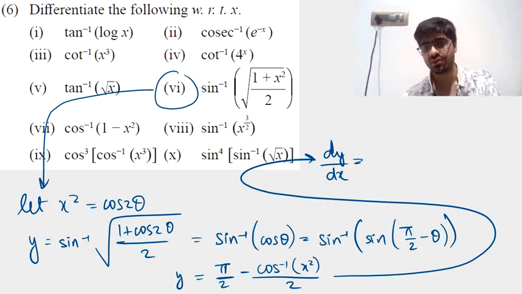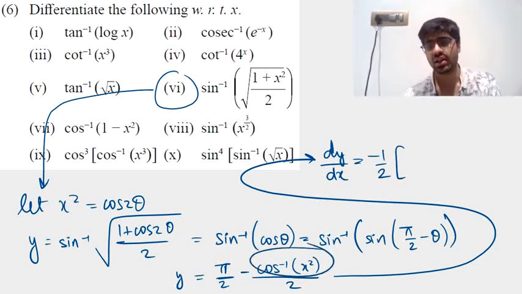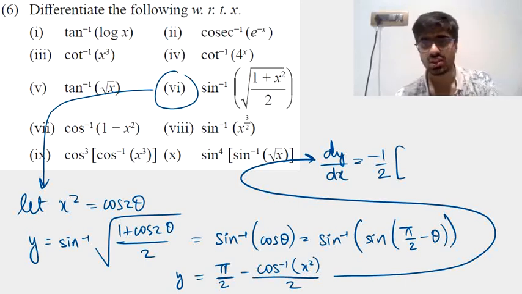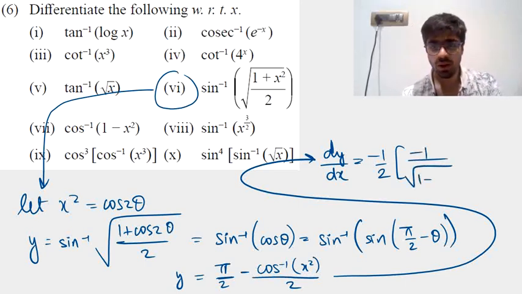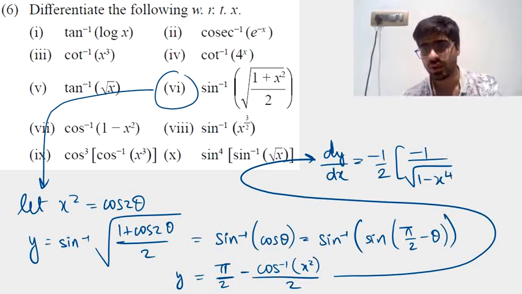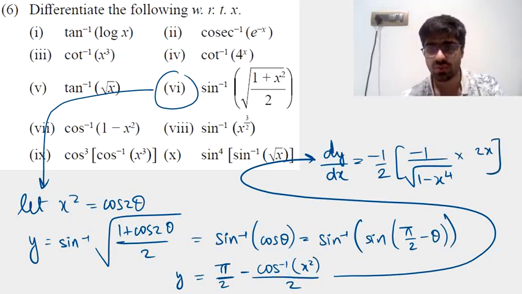Pi by 2, the derivative will be 0. Then you have a minus half coming out, and the derivative of cos inverse of x square, that is minus 1 upon root over 1 minus x square the whole square, that is x power 4, into the derivative of x square, which is going to be 2x.